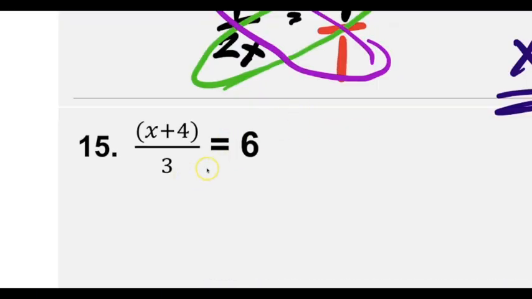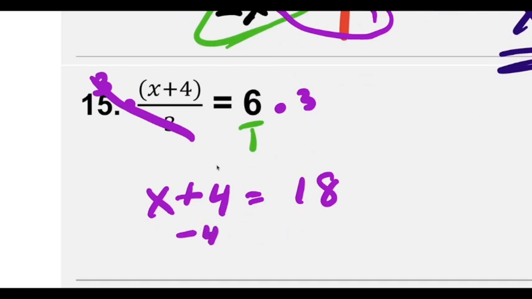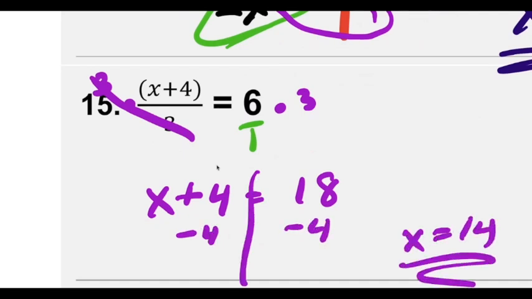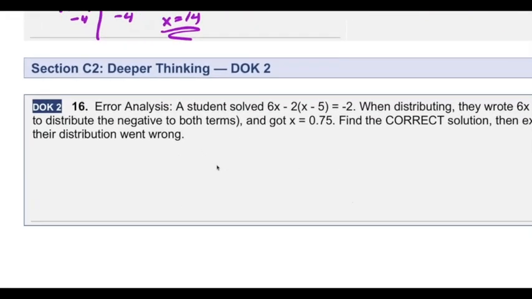This one, don't do anything special. We could cross multiply, put this over 1. That works. I'm going to just multiply both sides by 3, because it's being divided by 3 right now. So these will cancel out. I get x plus 4 equals 18. Then we just got to subtract 4 from both sides. X equals 14.